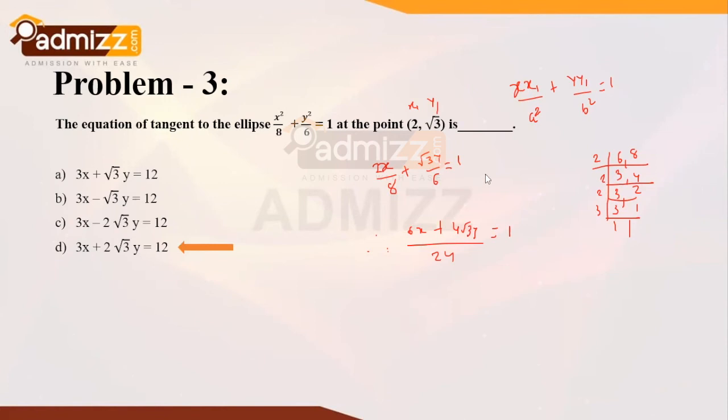All right. So the further process is quite easy. If you take the simple simplification of this, it is 6 by 24. You can also take the reduction. You can take 2 common over here. So 2 into 3x plus 2 root 3y upon 24 equals 1. So 2 into 1, 2 into 12, and this 12 value can be shifted right over here. So it is 3x plus 2 root 3y equals 12.